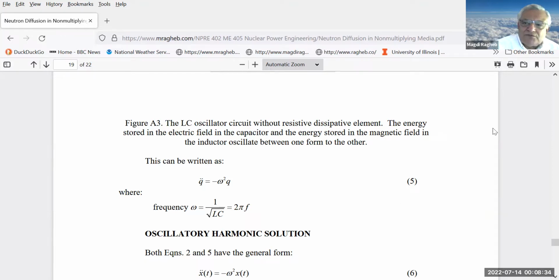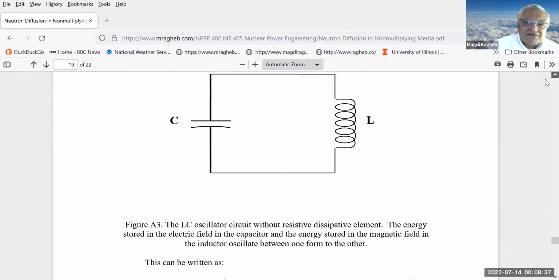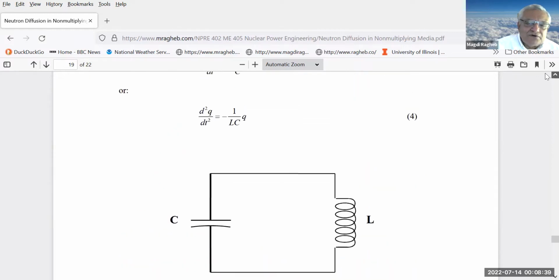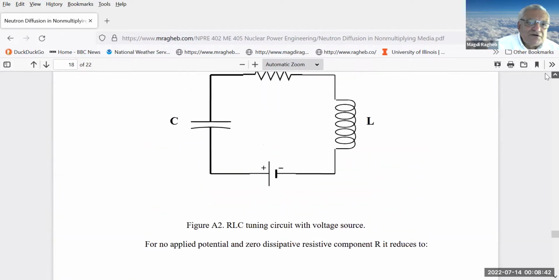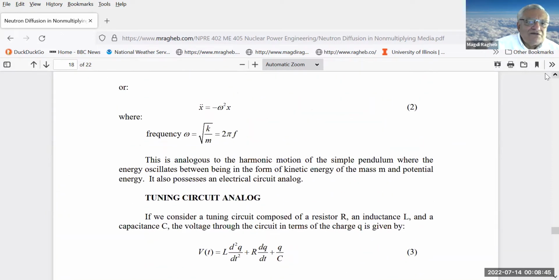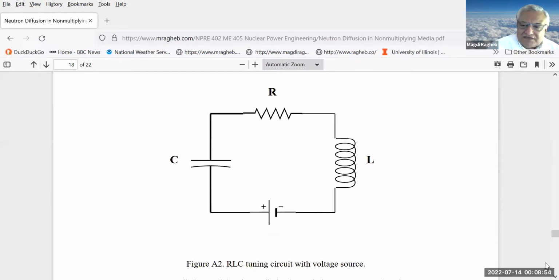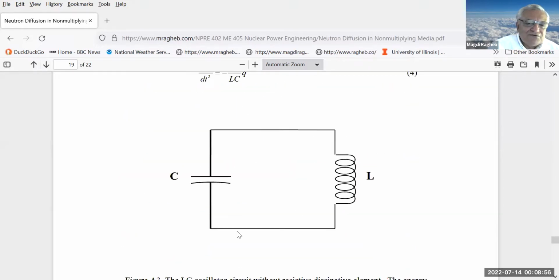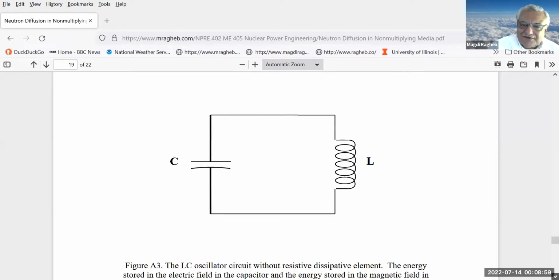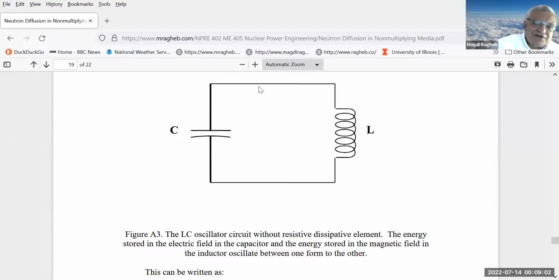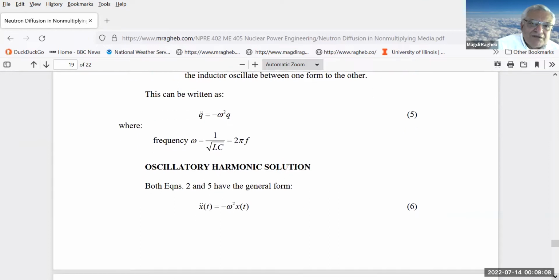Q double dot is equal to minus omega squared Q. And let us look at the previous equation that we got for the mechanical oscillator. It was x double dot is equal to minus omega squared x. Both those equations lead to an oscillation of the mass on the surface, or the circuit here would start oscillating to infinity. Ideally, of course, because you cannot have zero resistance, but ideally it will oscillate, and the energy would move from the electric field to the magnetic field, and from the magnetic field to the electric field.